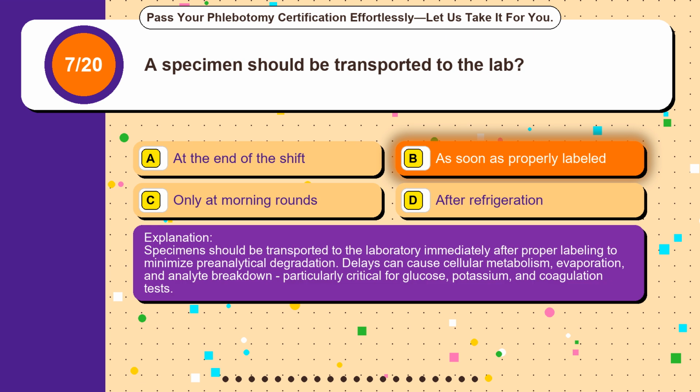Specimens should be transported to the laboratory immediately after proper labeling to minimize preanalytical degradation. Delays can cause cellular metabolism, evaporation, and analyte breakdown, particularly critical for glucose, potassium, and coagulation tests.